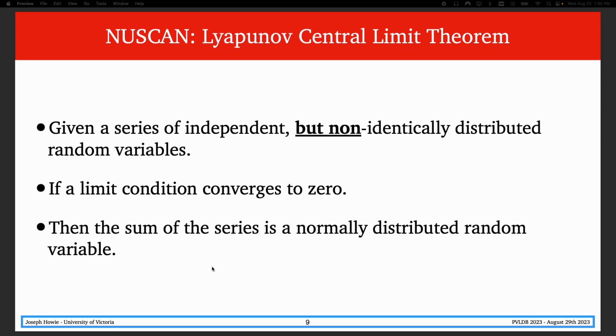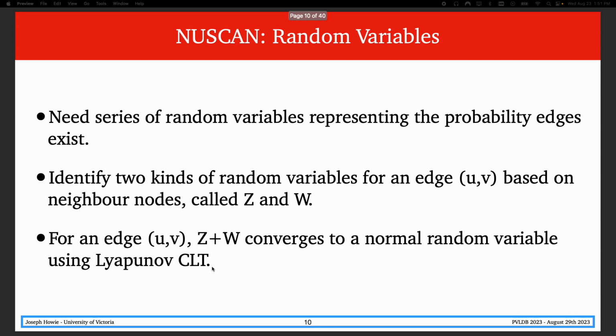The details of this are left in the paper, but the understanding here is that we only need independence. We don't need the identically distributed feature as well. And if we can show it converges through this limit, then we're going to be golden to assume it's a normally distributed random variable. So now we're going to construct our random variable to meet this requirement.